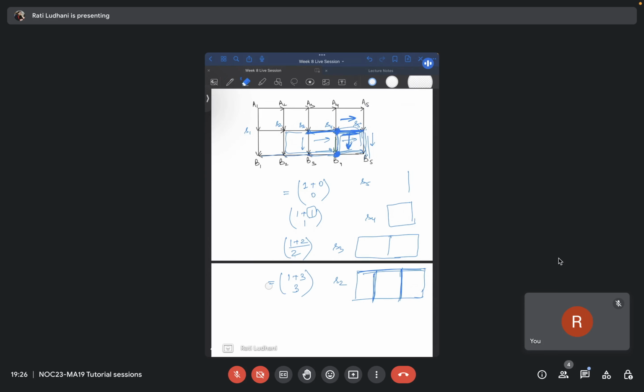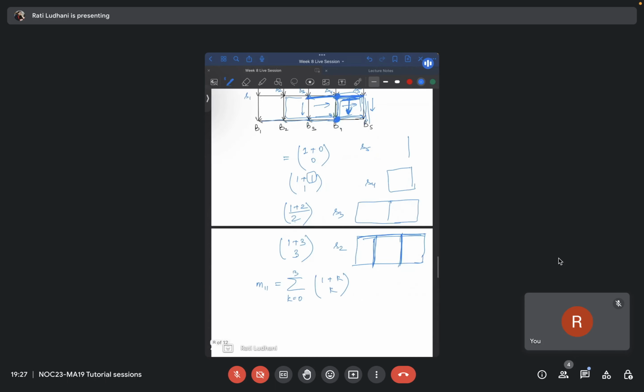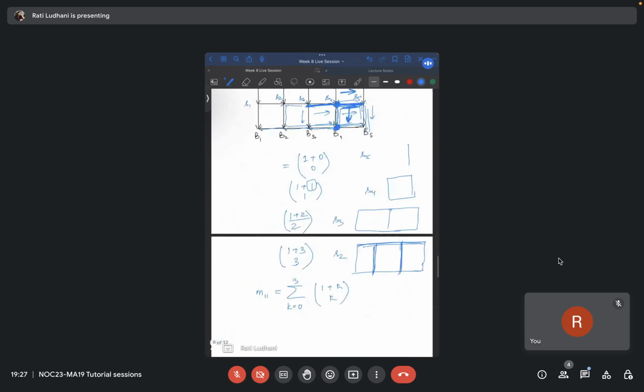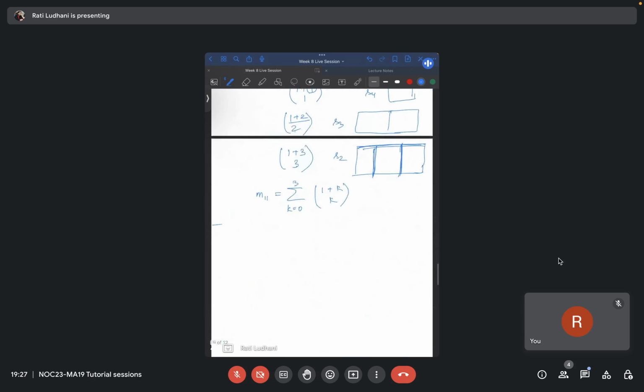So basically what you can say, M11 will be the summation for k equal to 0 to 3 of 1 plus k choose k. Okay. What other thing have they asked? M12. Okay, so what is M12?